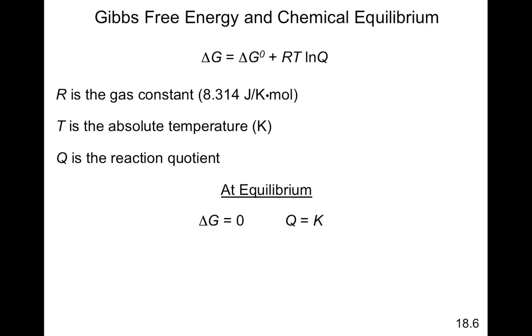So at equilibrium, our delta G is equal to 0, and our Q should be equal to K, which I remember from a couple chapters ago. And so at equilibrium, 0 would be equal to delta G naught plus RT natural log of K. And that's how we get this formula here, which is delta G naught is negative RT natural log K. So you'll use this, and you'll also use this.